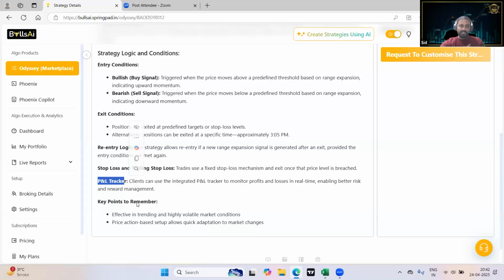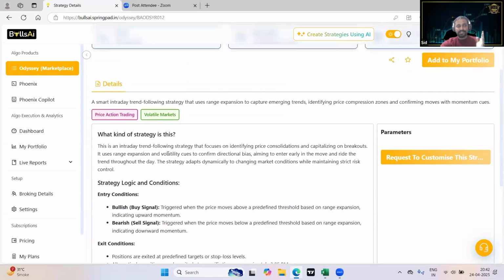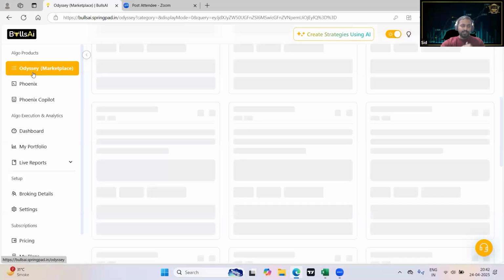A couple of important points about this. It's effective in trending and highly volatile markets. If the market is a lot trending or highly volatile, it does well in both of these conditions. The price action based setup allows quick adaptation to market changes. So if the market changes from bullish to bearish or sideways movement, whatever happens, it quickly adapts to that zone. So you don't have to worry about it. Whenever you want to read the detailed description, just click on details and you will see this particular information over there. Let's go back to the Odyssey.